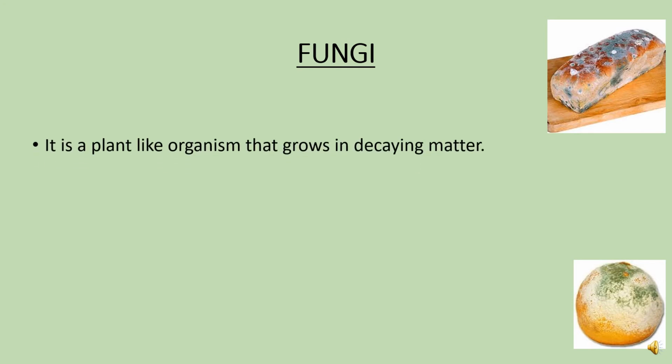Fungi are plant-like organisms that grow in decaying matter. Decaying matter means the part of the food which is not good for our body. It is basically the waste. They grow in dark, warm and moist places. Where does fungi grow? Dark, warm and moist places. So you have studied the four types of microbes: bacteria, virus, protozoa and fungi.